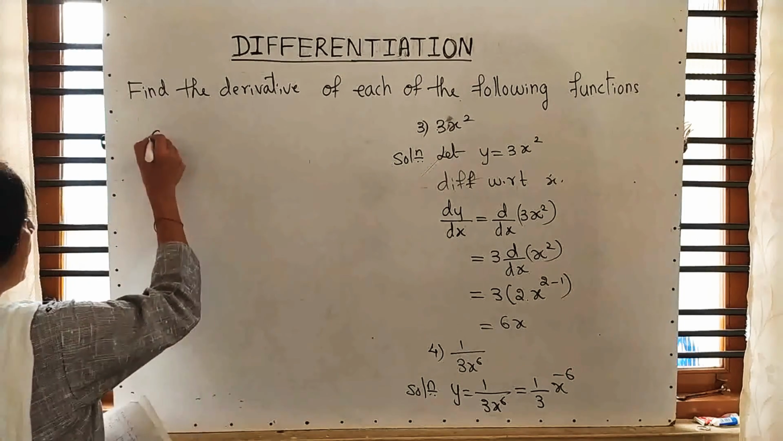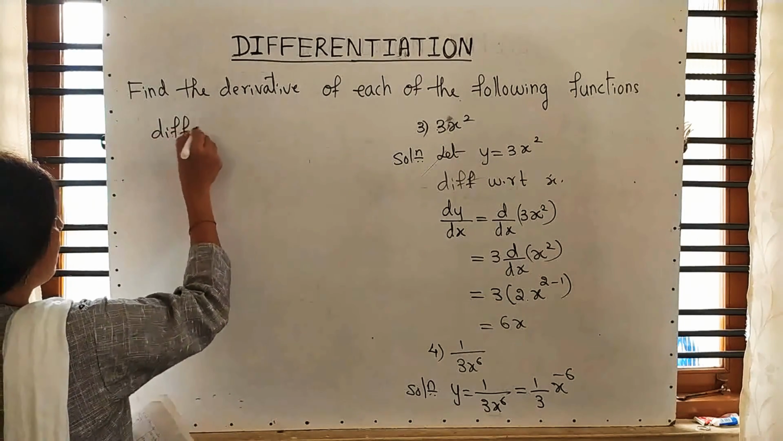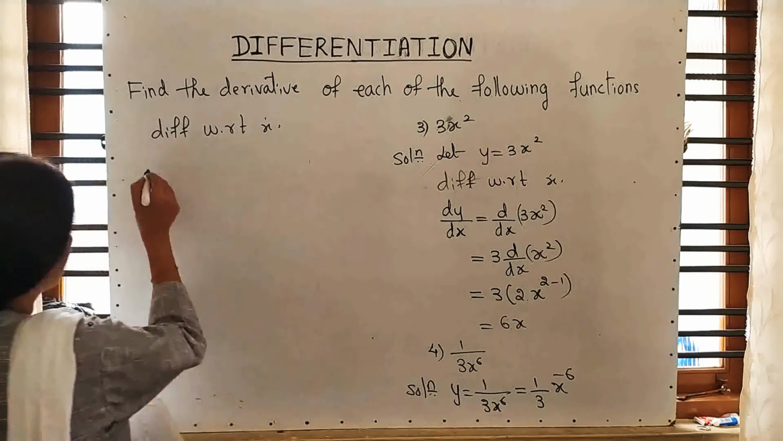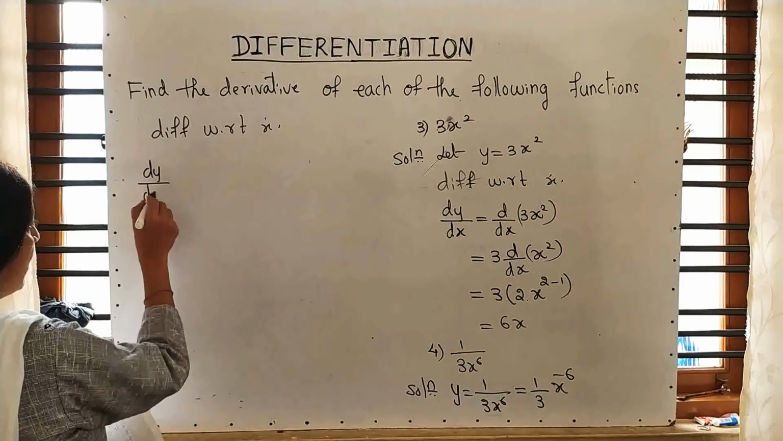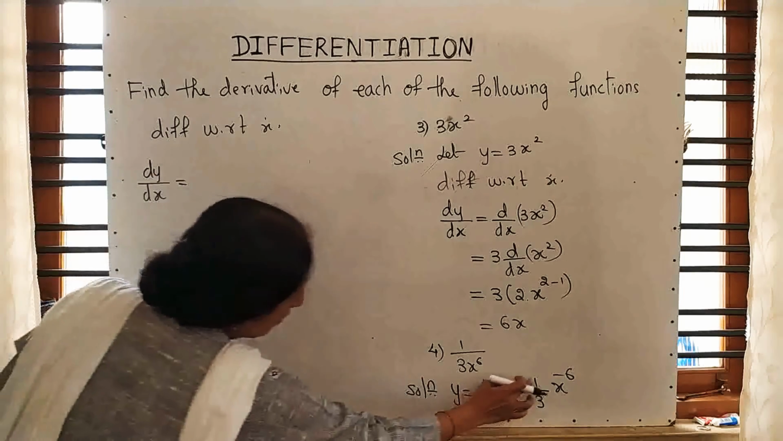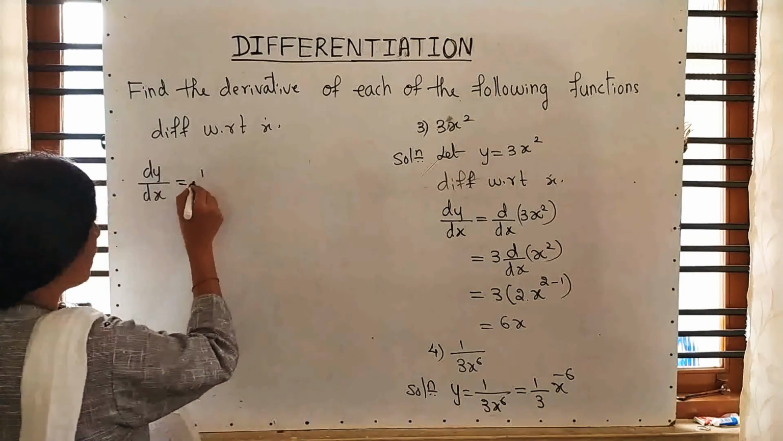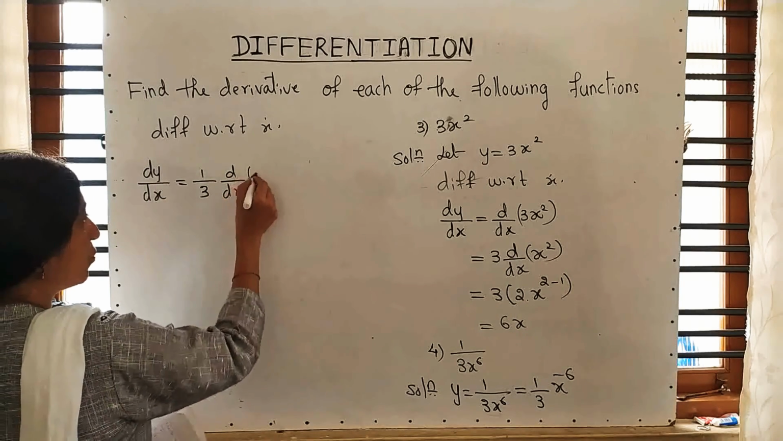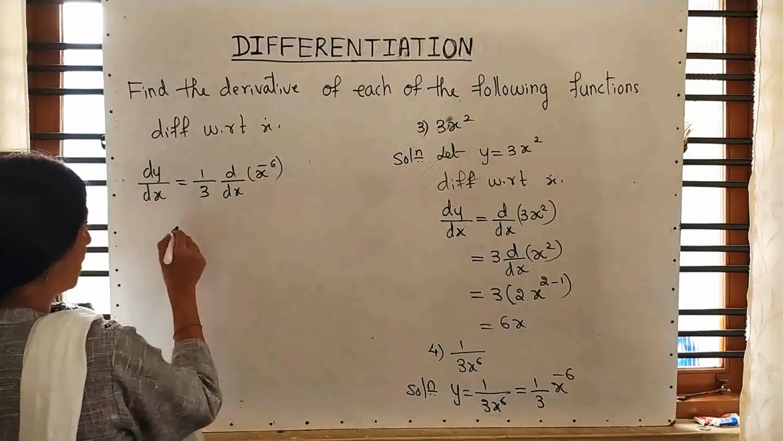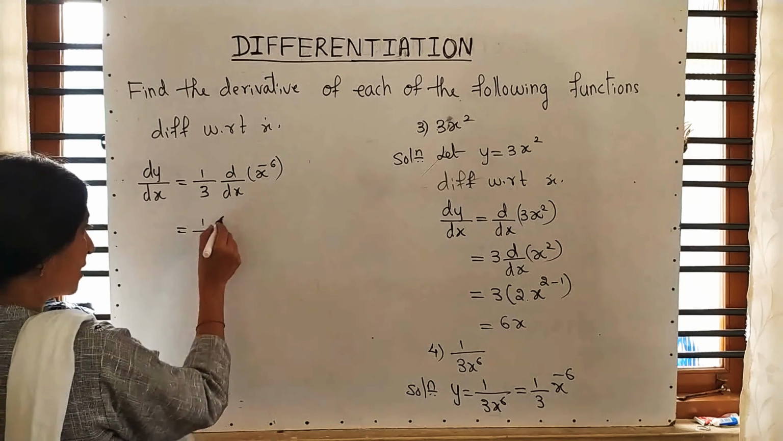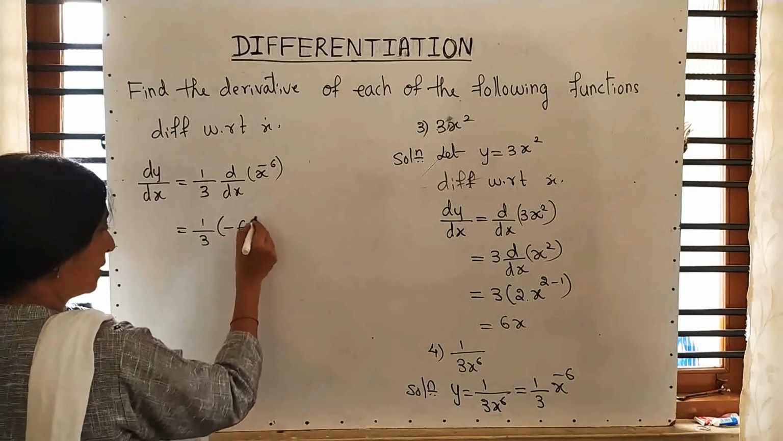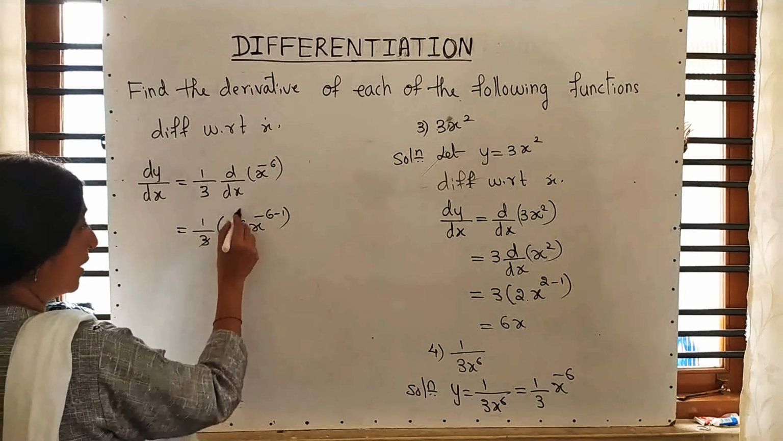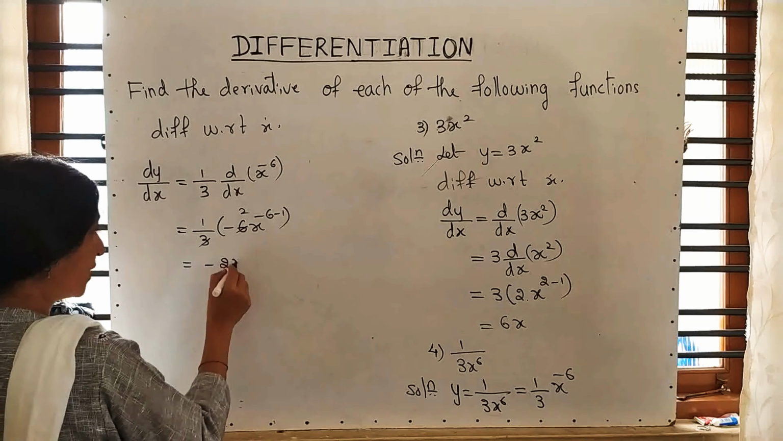Now first we are differentiating with respect to x. LHS will be written as dy upon dx. Here I kept 1 by 3 constant. So it is 1 by 3 constant. That's why I wrote first differentiation of x to the power minus 6. It is 1 by 3 minus 6 x raised to minus 6 minus 1. Because of multiplication, if any cancellation is there, go for that cancellation.